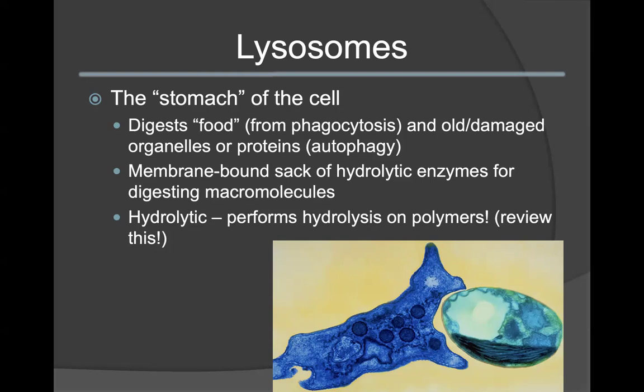You can also see the darkened circle areas, which would be the lysosomes. So as this food particle is brought into the cell, the lysosomes would then fuse to the membrane, release their hydrolytic enzymes, and start digesting it.